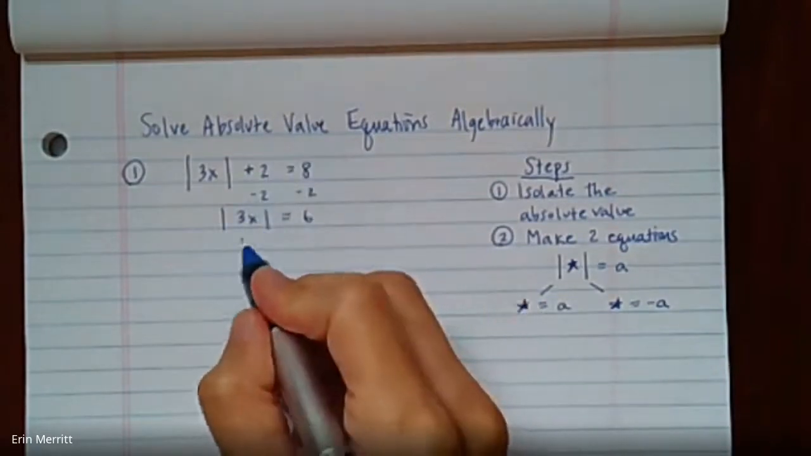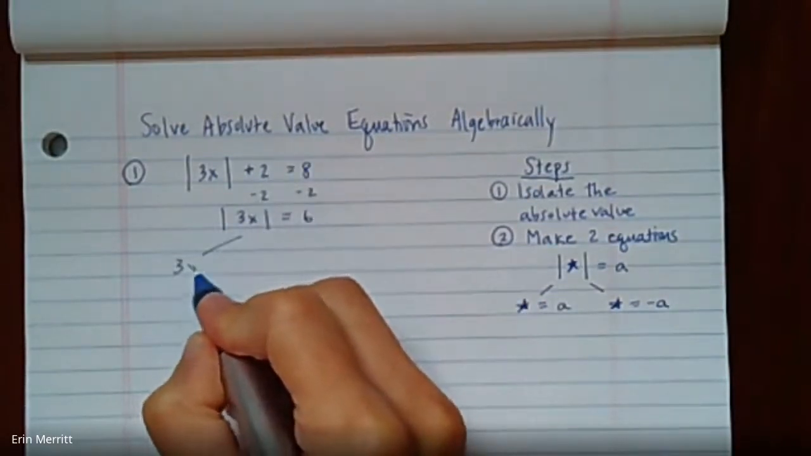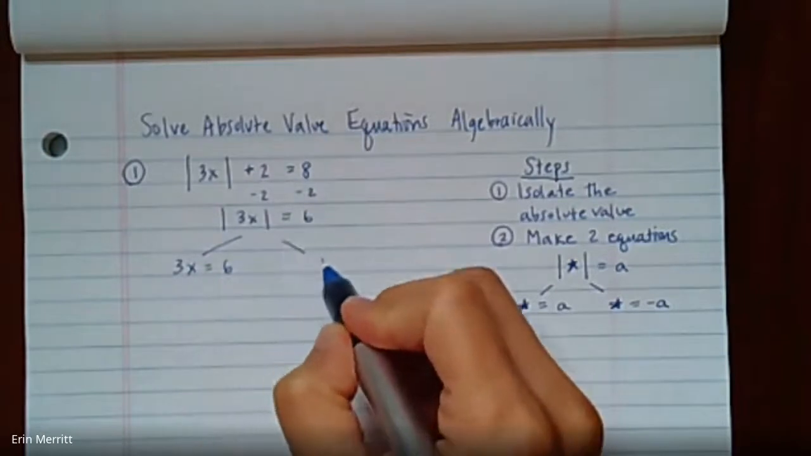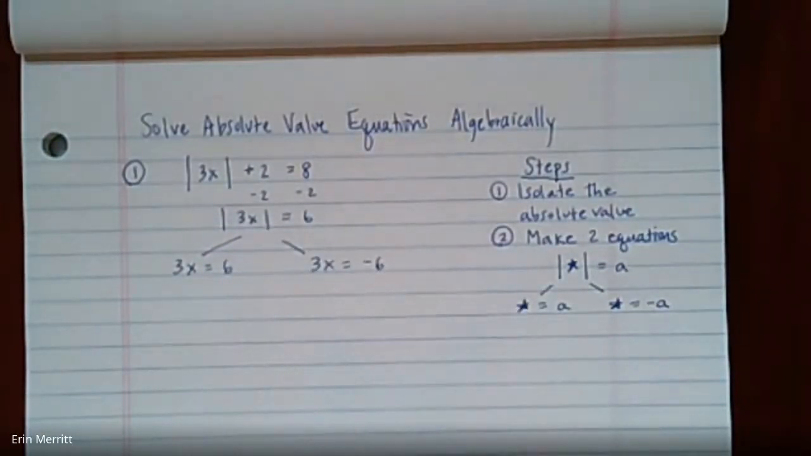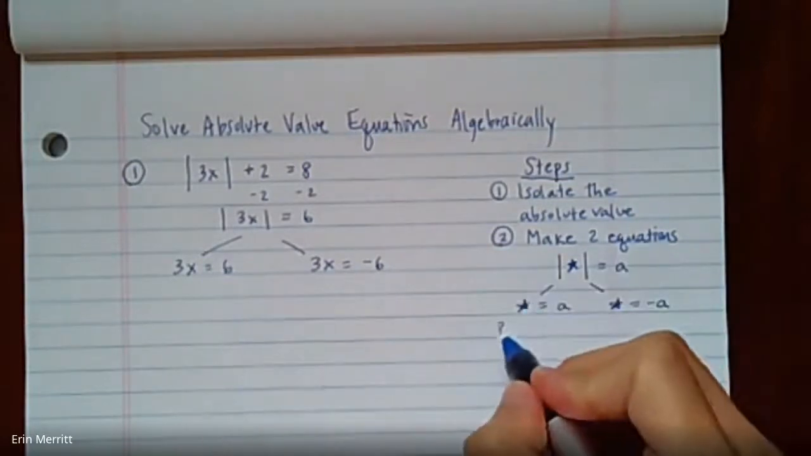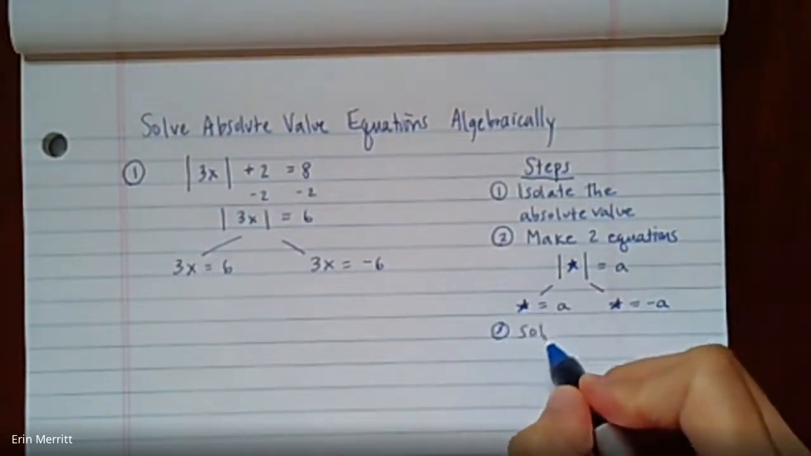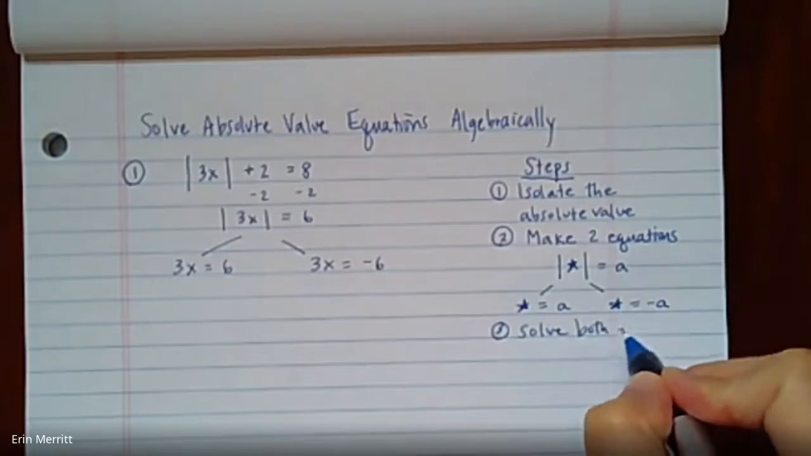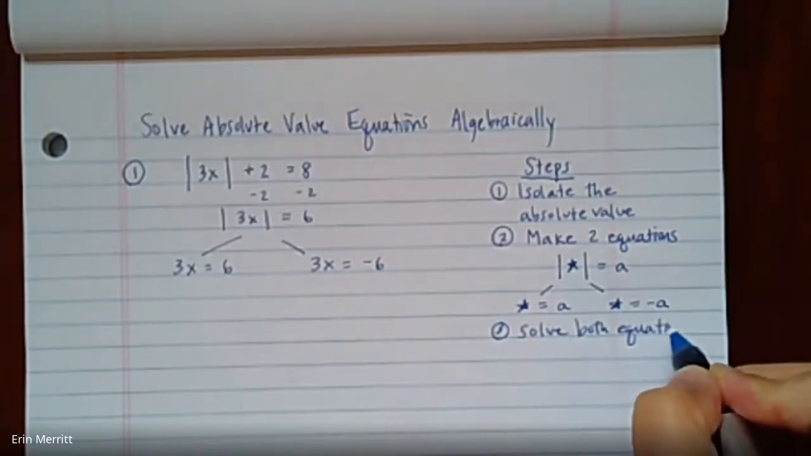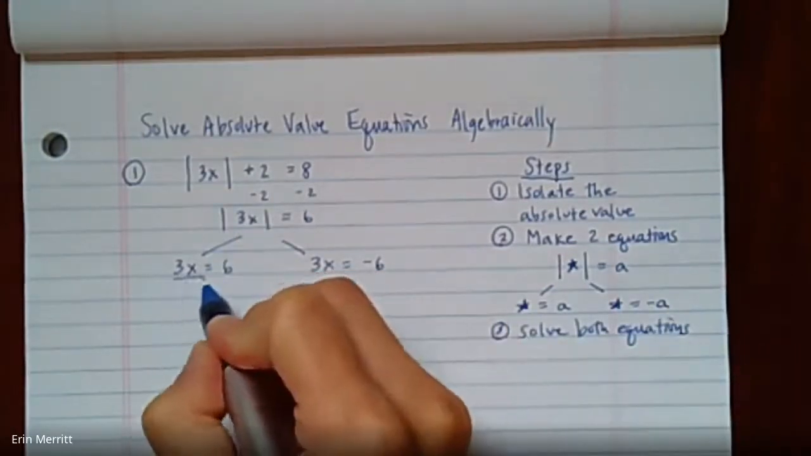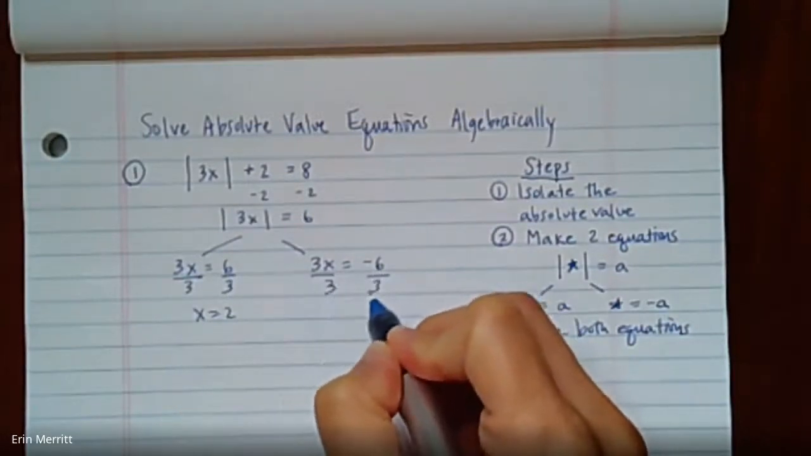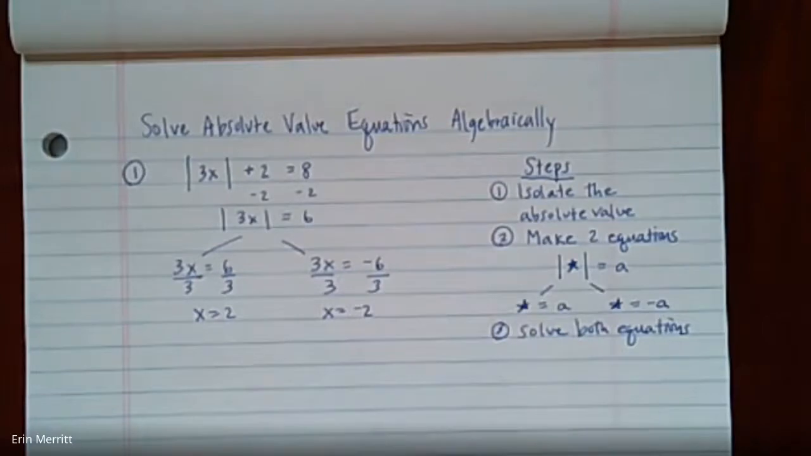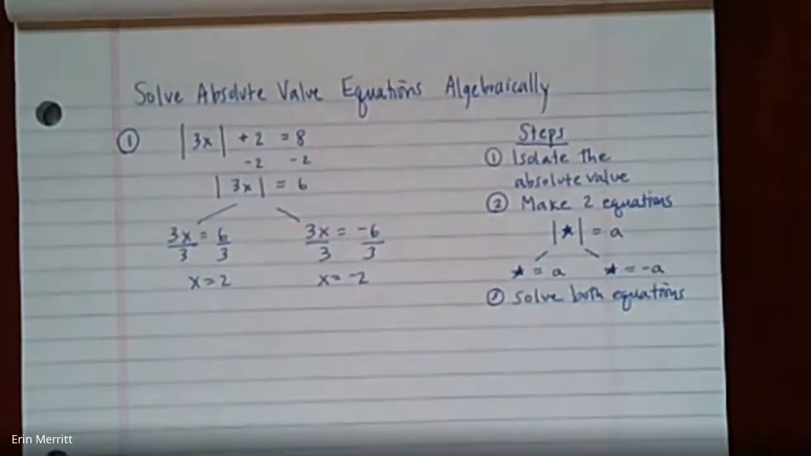So in this case, let's break it up. Drop the bars, set it equal to positive 6. Drop the bars, set it equal to negative 6. And then solve. So step 3 is just going to be solve both equations. So divide by 3, we get 2, we get negative 2.